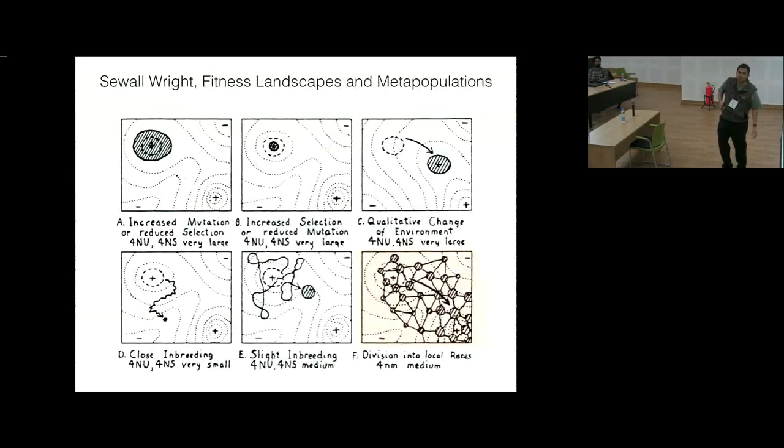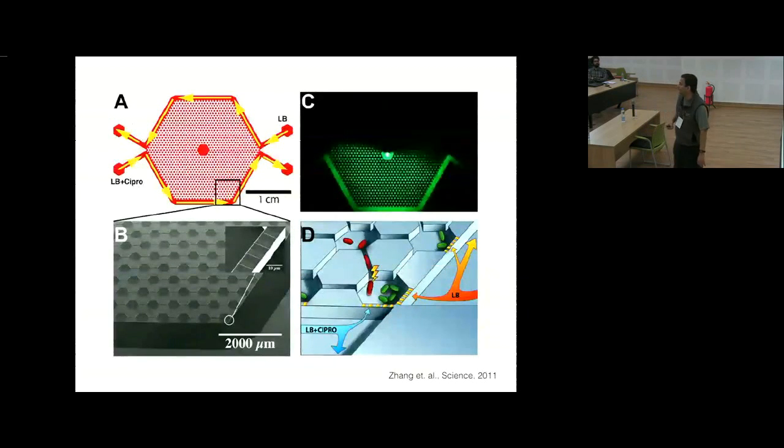Okay? And so this idea was implemented in a very, very clever and beautiful experiment by Bob Austin and colleagues at Princeton. So what they did is this, right? So what you're seeing here is the schematic of a so-called microfluidic device. Okay? What that is, okay, let me explain to you what you're seeing here.